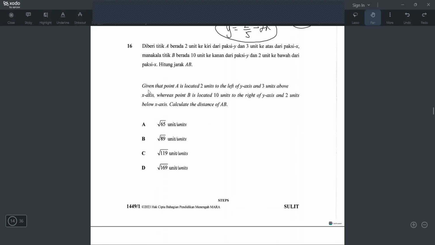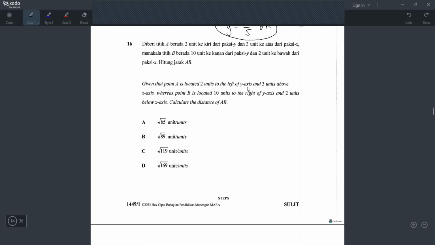Okay, let's continue. 16. Given that point A is located 2 units on the left of the y-axis and 3 units above the x-axis, whereas point B is located 10 units on the right of the y-axis, 2 units below the x-axis, calculate the distance of AB. This question might be challenging for some students, because it's very confusing, right? It's like, where is the point? So what I recommend is you draw out the Cartesian plane.